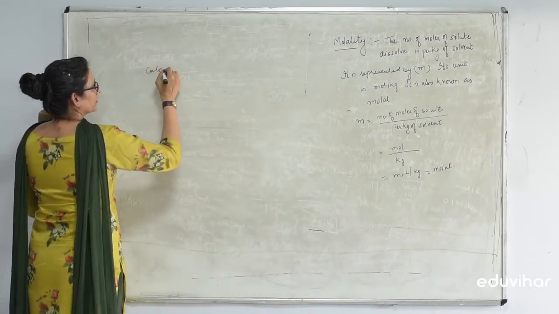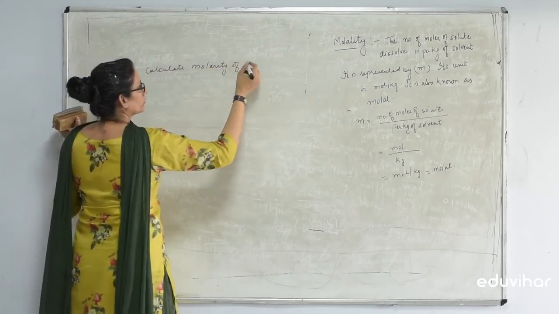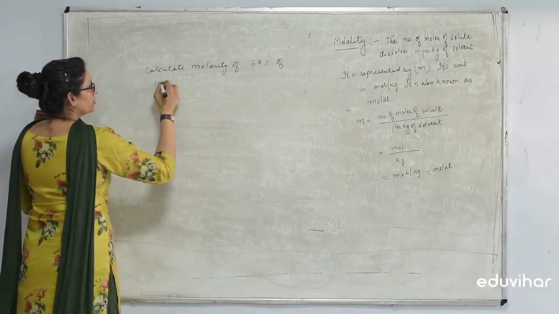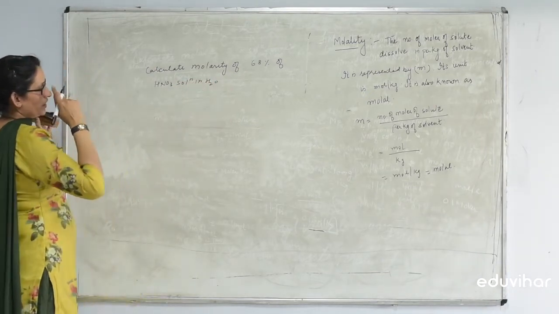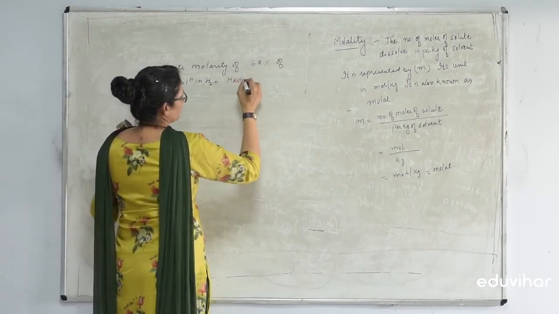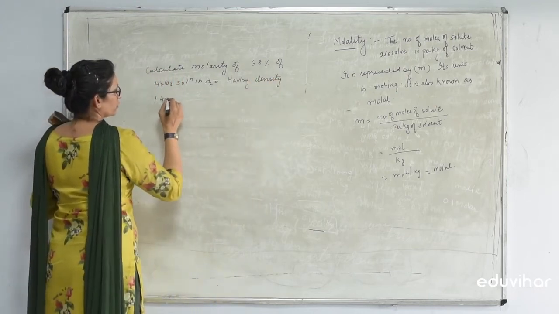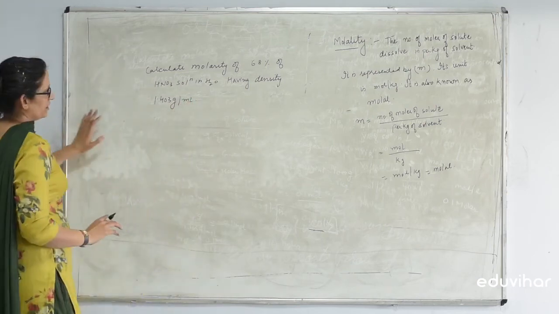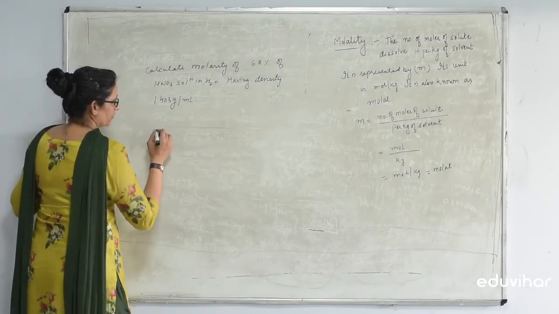Calculate molarity of 68% HNO3 solution in water having density 1.403 gram per milliliter. First, to understand the question, it is saying calculate the molarity. First, we just write down the definition.